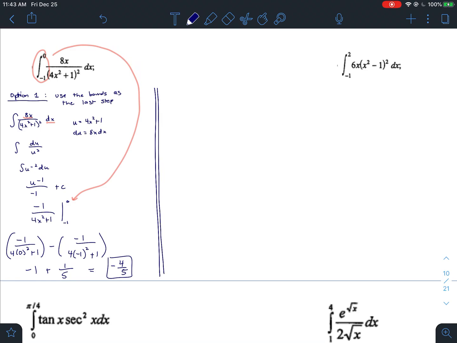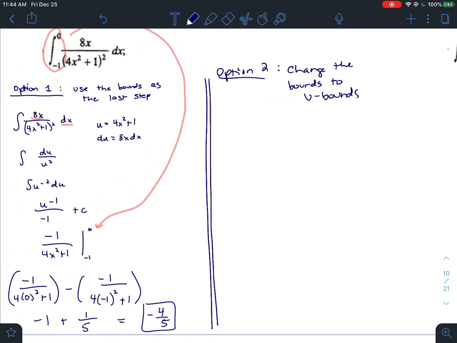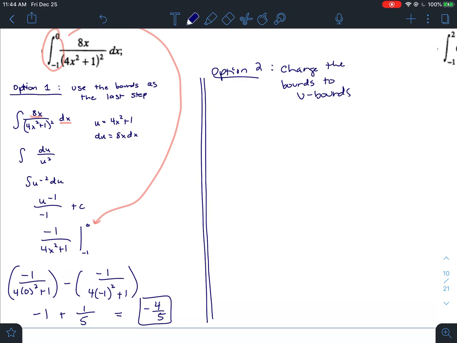So you do the normal u-substitution integration, and then use the bounds on the last step. Option 2 is you can change the bounds or the limits to u bounds. Okay, so we're going to change them to u bounds on this step right here. So that's the step where we would change them to u bounds.